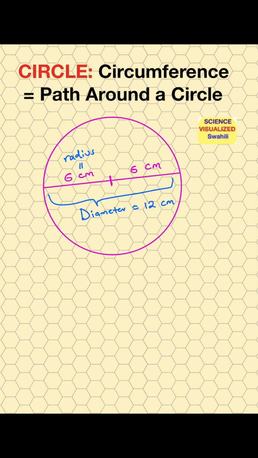Now if you look at this circle, you will see that there is a straight line that goes right through the middle, and that line is called the diameter. The distance of this diameter is 12 centimeters. Half the distance of the diameter is called the radius, which will be equal to 12 divided by 2, which equals 6 centimeters.